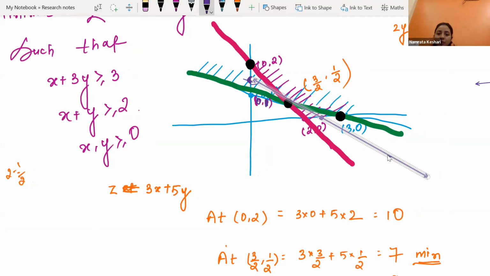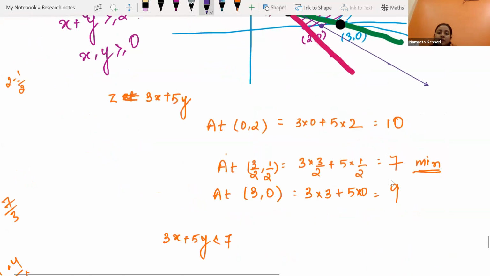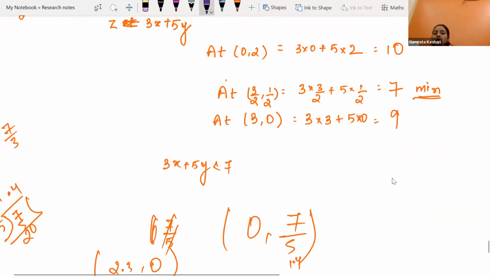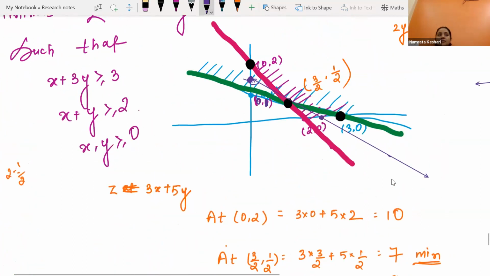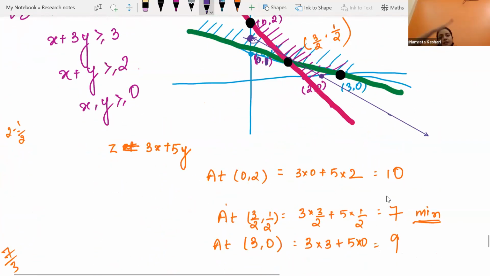Whatever we have found as the minimum value, that is the one and only one. It is the minimum and also satisfies all the conditions, lying in the feasible region and is minimum also. Getting it? Yes. This is our solution. If it would have lain in the feasible region, we would have made the dot.